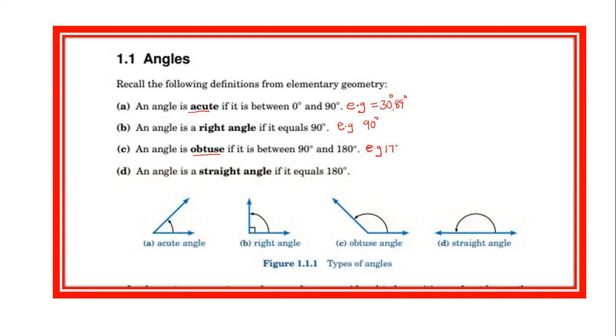Please put some angles, 179, 135, and so on. Those are what we call the obtuse angles. Then the last angle, we have what we call a straight angle. A straight angle is one that is equal to 180 degrees.